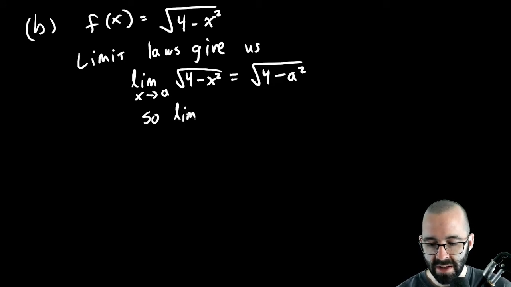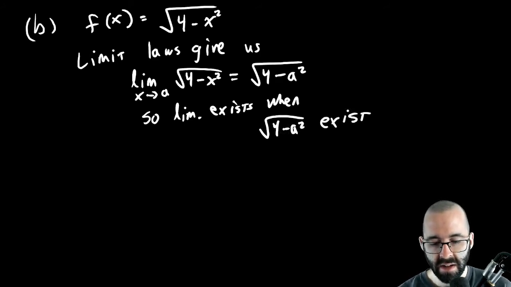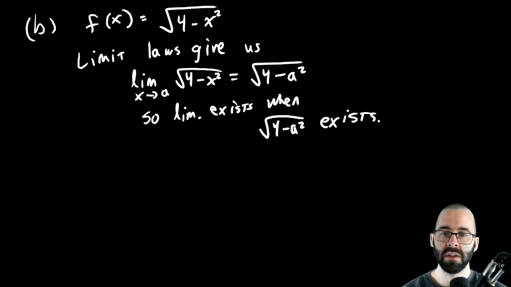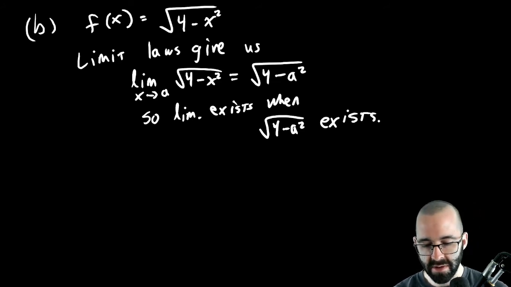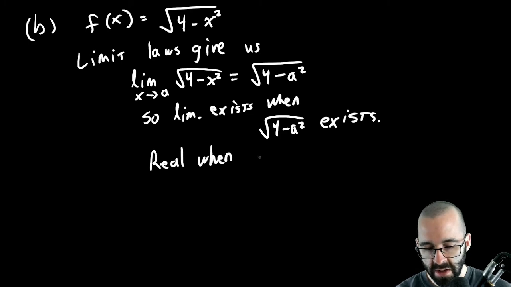So the limit exists when this exists. So when is this a real number? Well, it's a real number when the inside is nonnegative. So it's going to be real when 4 minus a squared is nonnegative.